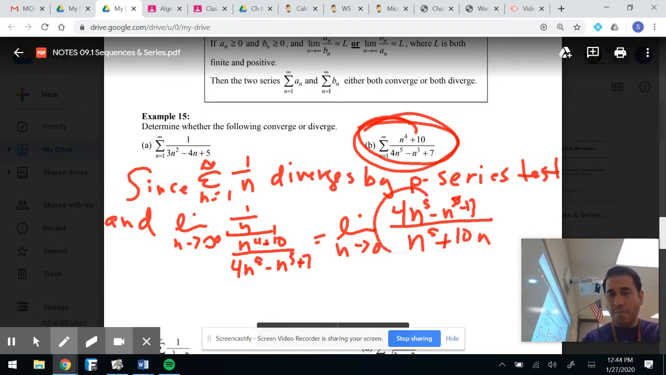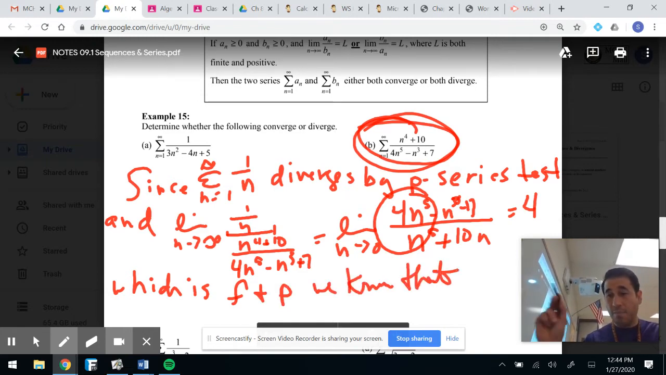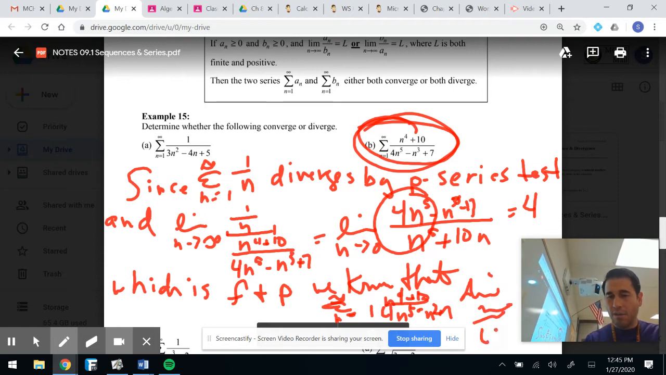And since those match up, it's an n behavior model, which is 4, right? Which is finite and positive. We know that, and I'm running out of space. I apologize. I'll make sure I get a new page up here. We know that the original problem, n equals 1 to infinity of n to the 4th plus 10 over 4n to the 5th minus n to the 3rd plus 7, diverges as well by the LCT.